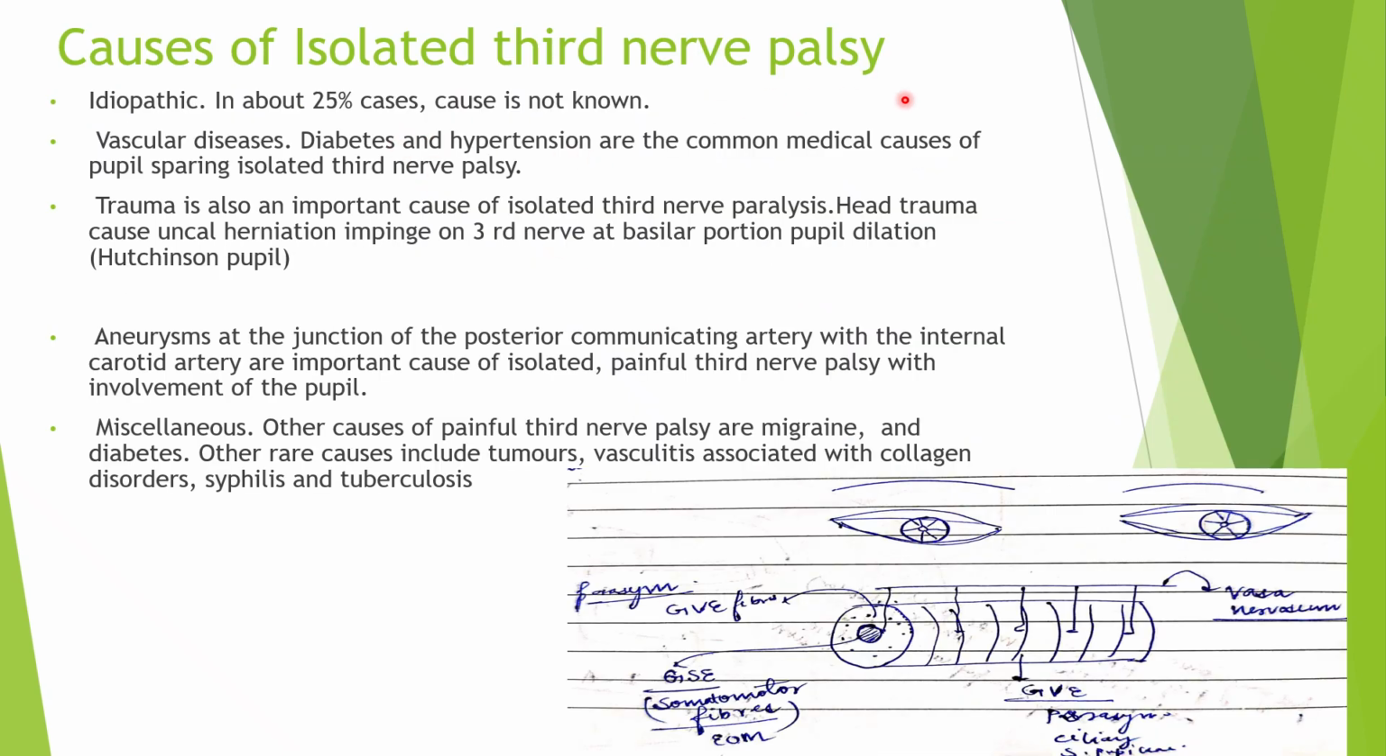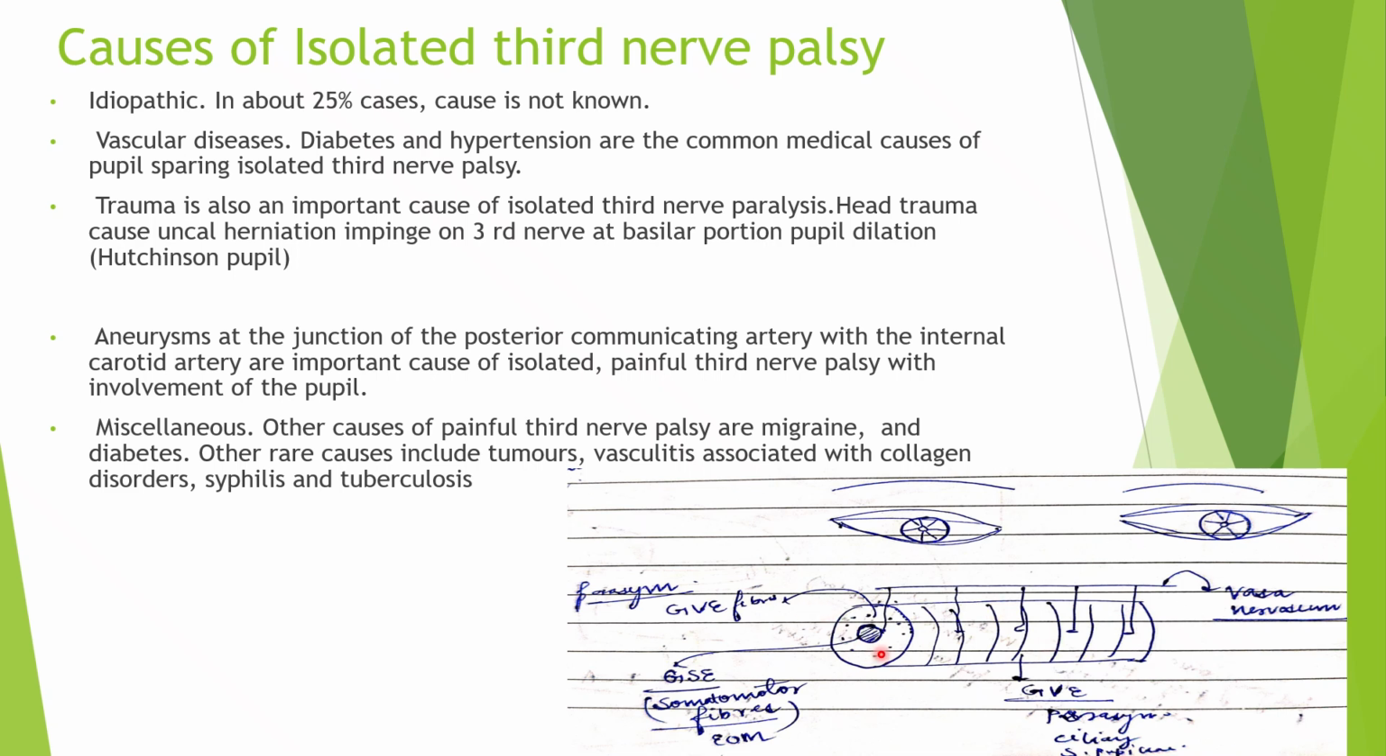Now, the causes of isolated third nerve palsy. In 25% of the cases, the cause is idiopathic. And vascular diseases, diabetes and hypertension, are the most common medical causes of pupil-sparing isolated third nerve palsy. Trauma is also an important cause. Head trauma causing uncal herniation, which then impinges on the third nerve, causes pupil dilatation, which we also call Hutchinson's pupil. Aneurysms at the junction of the posterior communicating artery with the internal carotid artery are important causes of painful third nerve palsy. Other causes are migraine. Other rare causes are tumors, vasculitis, collagen disorders, syphilis, and TB.